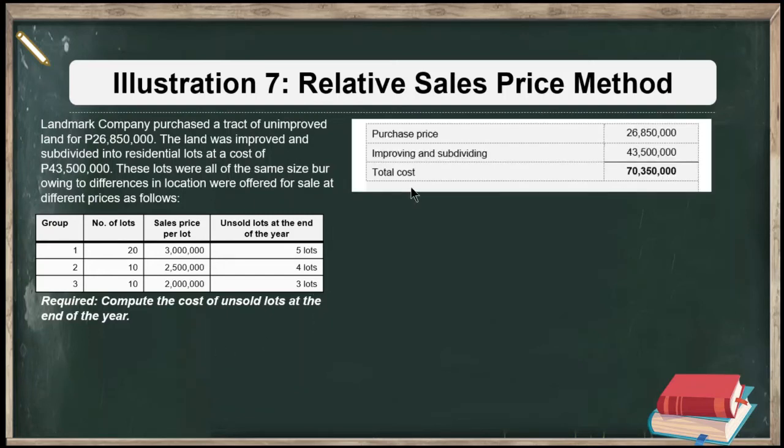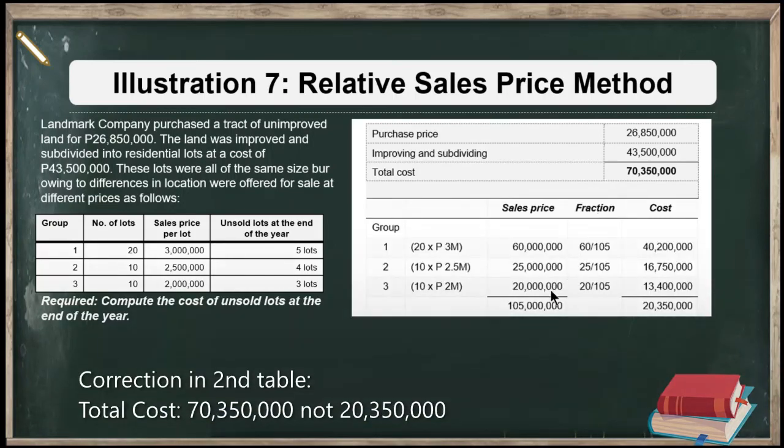So compute the cost of unsold lots or the inventory end at the end of the year. So first is we need to get the total cost. So that's the purchase price of the lots, 26,850,000 plus the additional costs for improving and subdividing the land so that it can be sold. So you have 70,350,000 for the total cost of the land. Now we will need to get the relative sales price by using the sales price for each group of lots. For group 1, the sales price is 3 million and you multiply it by the number of lots, so that's 60 million. 2,500,000 times 10 lots, so that's 25 million. And then we have 2 million times 10 lots, so that's 20 million. So the total sales price for all the lots would be 105 million.